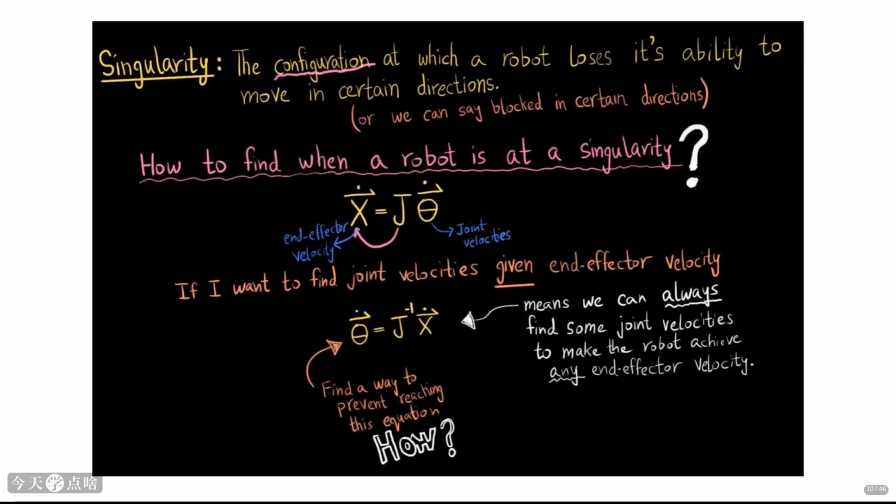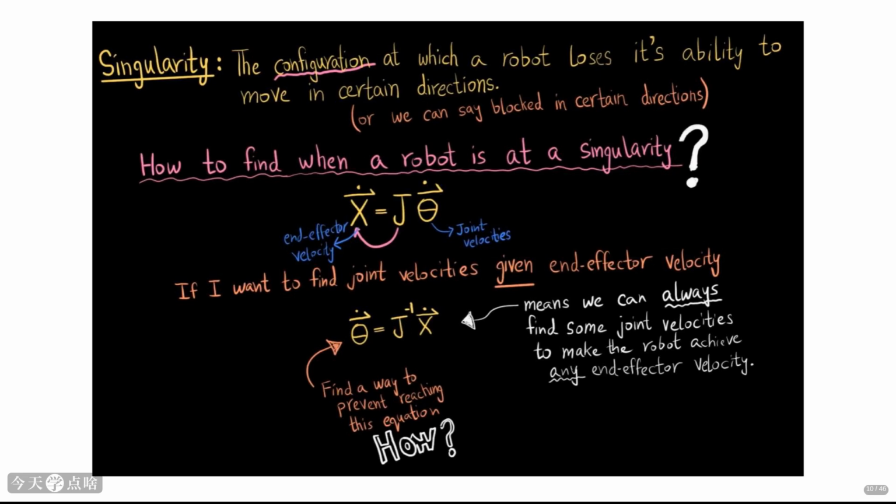Now, let's talk about something called singularity. What happens when a robot reaches a singularity? It's like hitting a wall, but not physically. It's a configuration where the robot loses its ability to move in certain directions. Think of a human arm. If you stretch your arm straight out, you can't bend your wrist independently anymore.